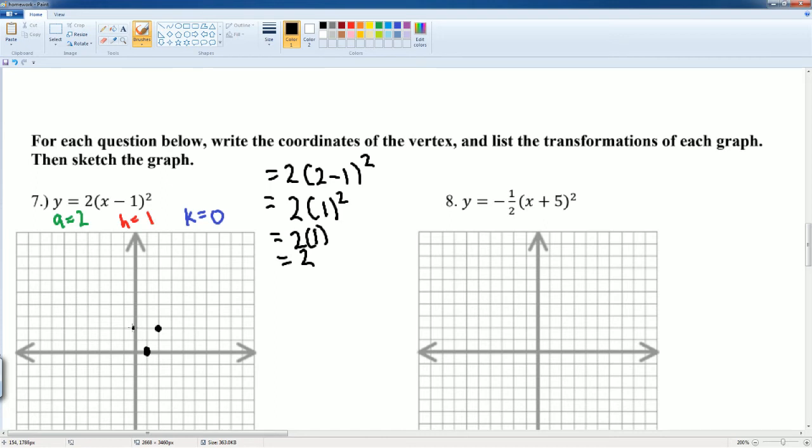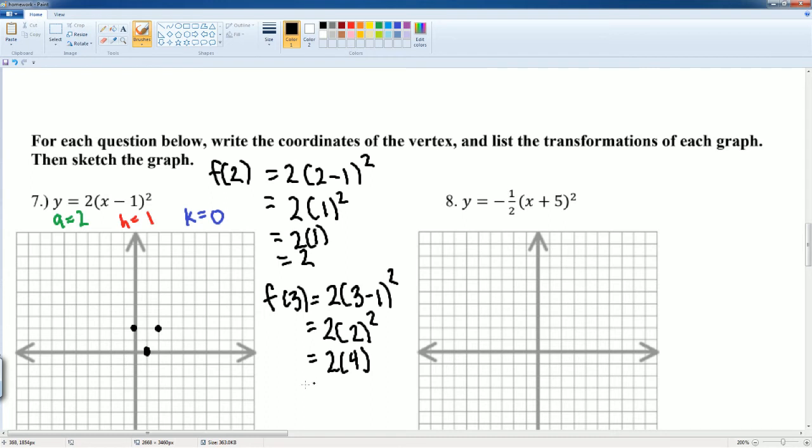And again, it's symmetrical. Now let's plug in a 3 here. 3 minus 1 is 2 squared. 2 squared is a 4. This becomes an 8. So if I plug in a 3, you get an 8. So this is 3, 1, 2, 3, 4, 5, 6, 7, 8. And it is symmetrical. So there you go.